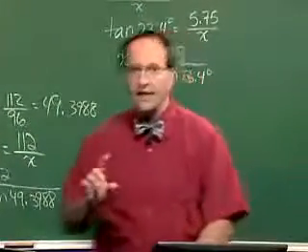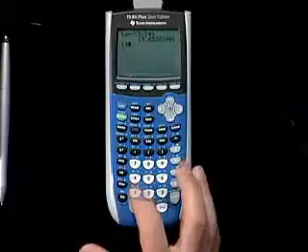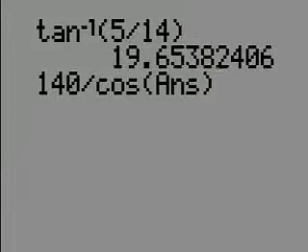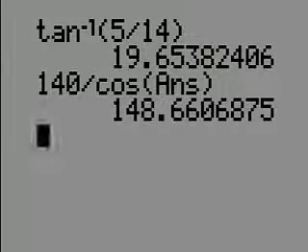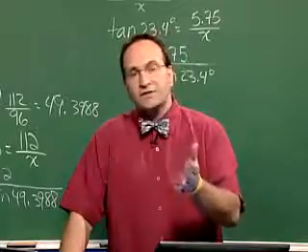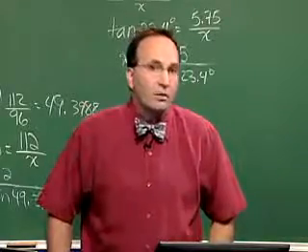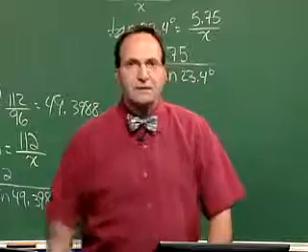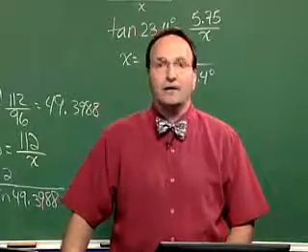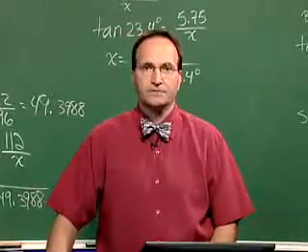So I want to say that it's 140 divided by the cosine, and I want to take my answer of 19.65, so I do second answer, close the parentheses, hit enter, and that works out to 148.66, etc. Now, again, since the lengths that we're dealing with so far are whole numbers, we will approximate this as the whole number of 149 kilometers.